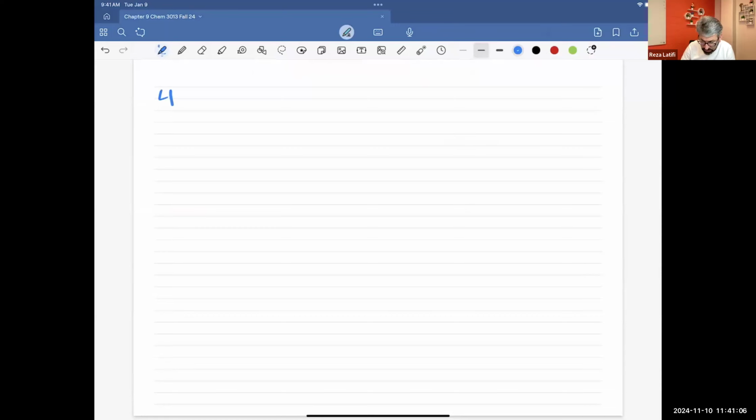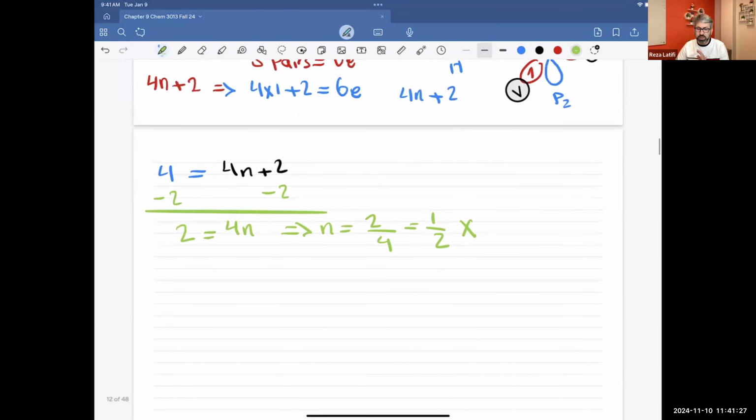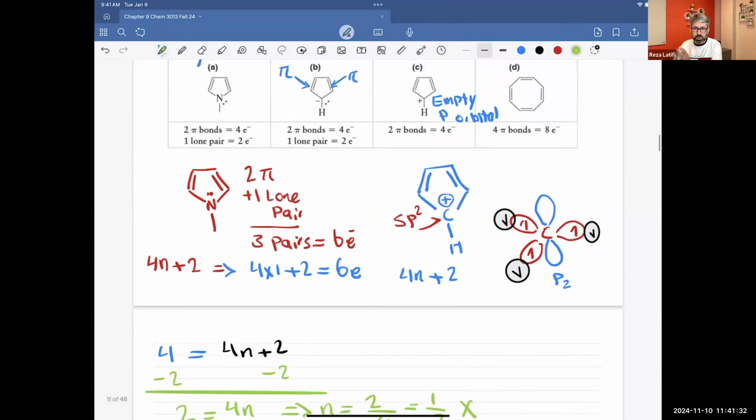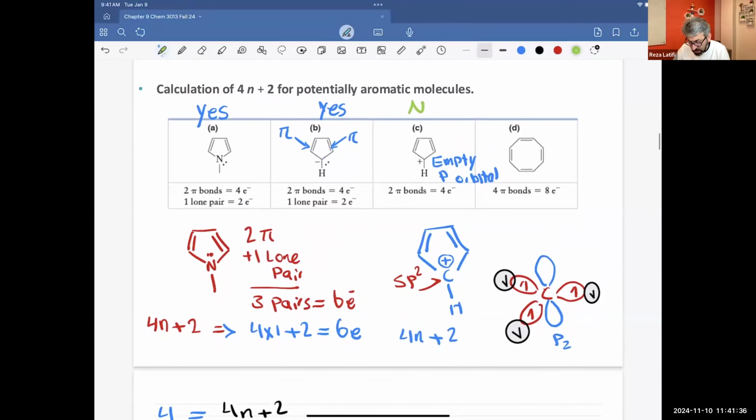Okay, I have 4 electrons equal to 4n plus 2. Let's subtract 2 from both sides. That's going to give us 2 equal to 4n. So what's going to be the n? n is going to be 2 divided by 4, 1 over 2. That's not correct. That cannot be. So n must be either 0 or a whole number. So in this case, I'm going to say this one is not aromatic.